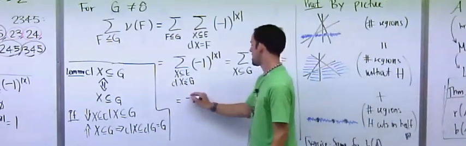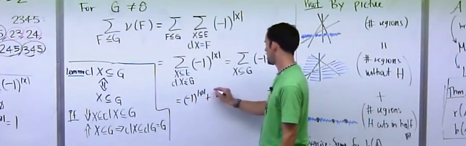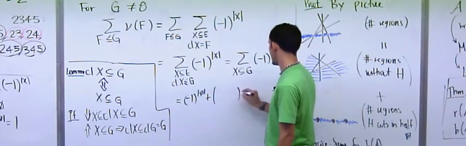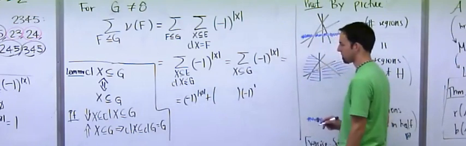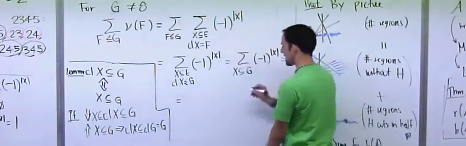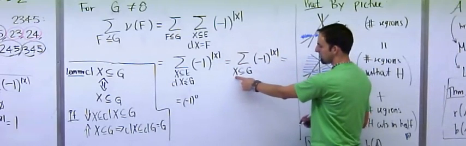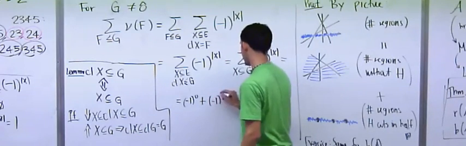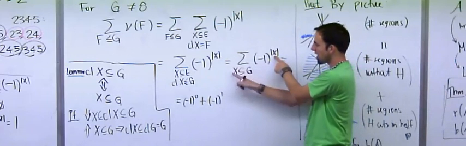I get minus 1 to the size of the empty set plus something. How many times am I going to get minus 1 to the things of size 1? I mean, order of G, choose 1. I get a 0 when the chosen x is equal to 0. Plus, how many times do I get a minus 1 to the 1? Well, it's the number of one element subsets of G.